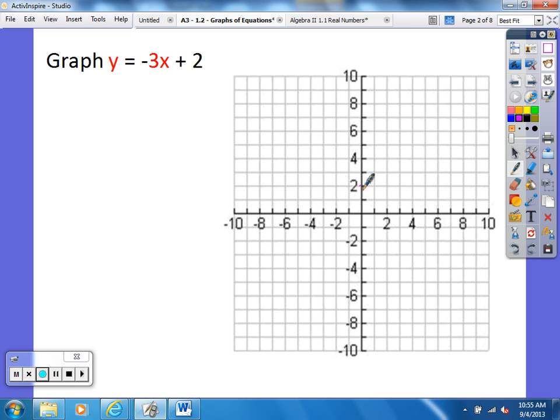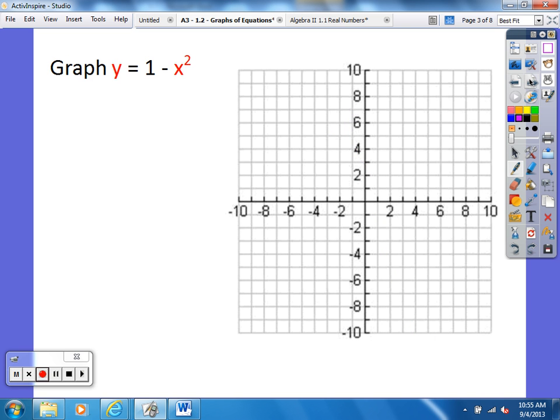So you start at 2, and you go down 3 over 1. Down 3 over 1. And we draw our line. Let's try that again. And there we go, we draw our line. It took me a minute to draw a straight line, okay? Raise your hand if you got that one. Okay, so the first graph, pretty simple. Next graph.